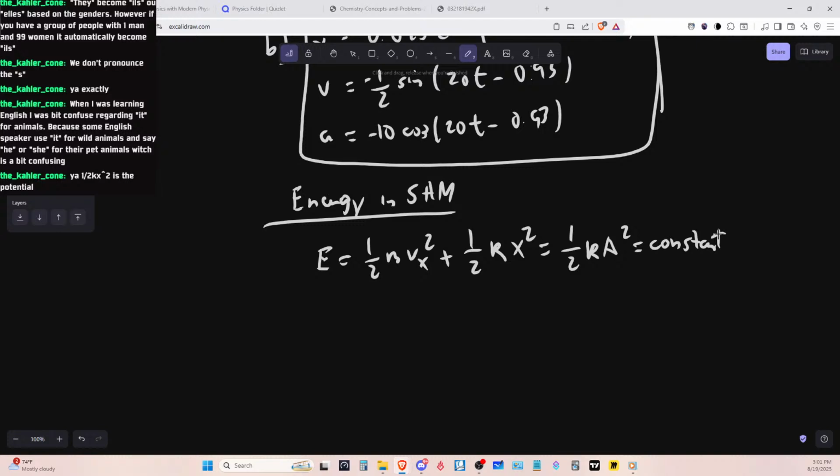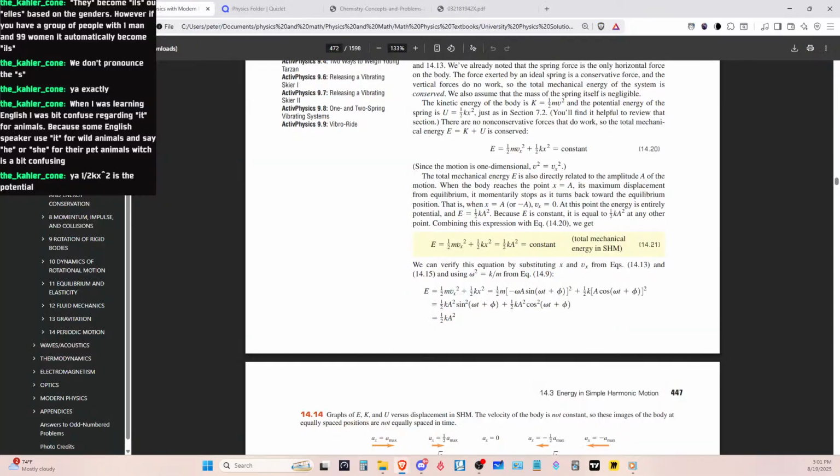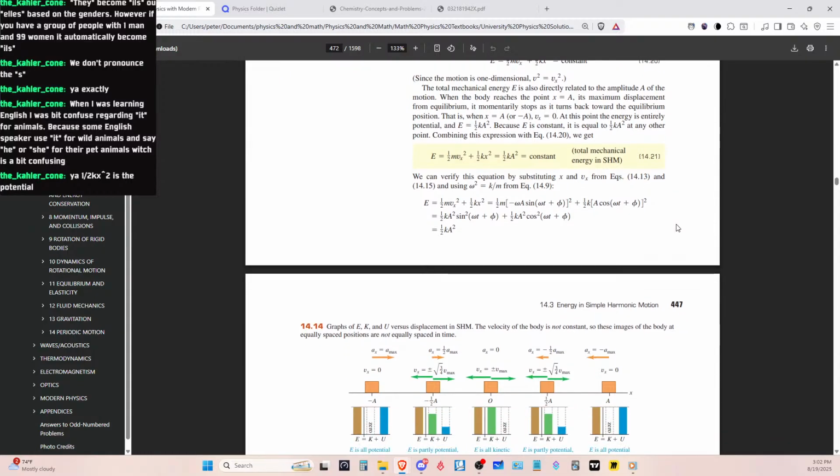Oh, okay. It is the potential. Yeah, that's what I was thinking, because it says it's the total energy. Yeah, it's the total energy of the simple harmonic motion. I was going to say oscillator, but this is not an oscillator. An oscillator is what's going through simple harmonic motion.